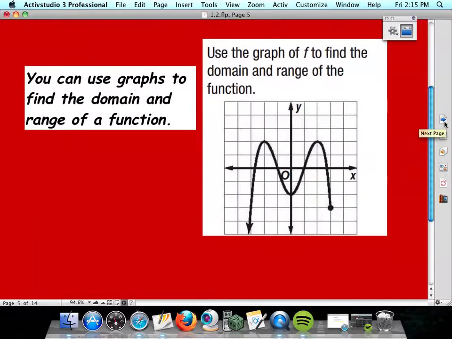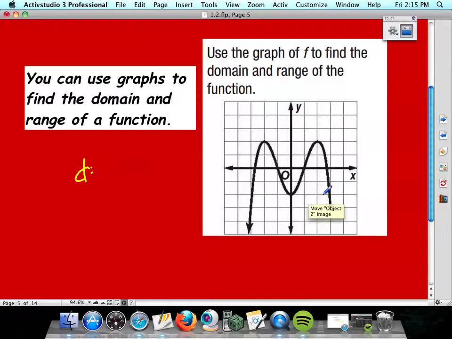Next one, you can use graphs to find the domain and range. This is how you do that. The domain is how far left and right your graph goes, and your range is how far up and down your graph goes. So if I'm looking at this one, let's go domain first. Remember, domain is your x's. It goes from here, which is root 3. Then it goes left, and it's going to keep going left forever.